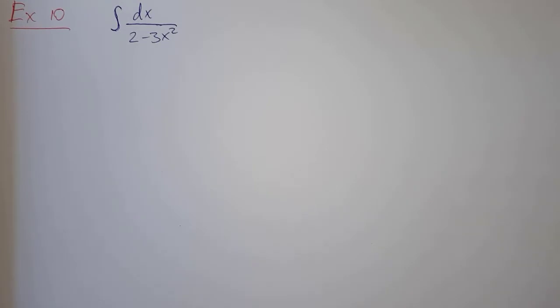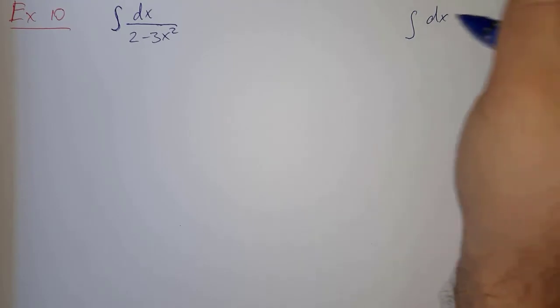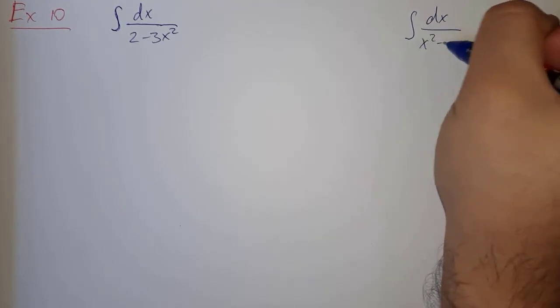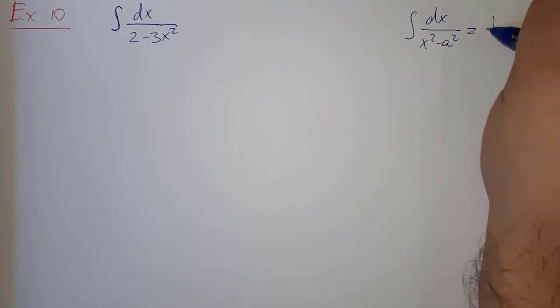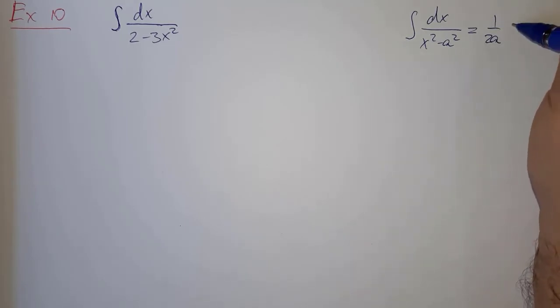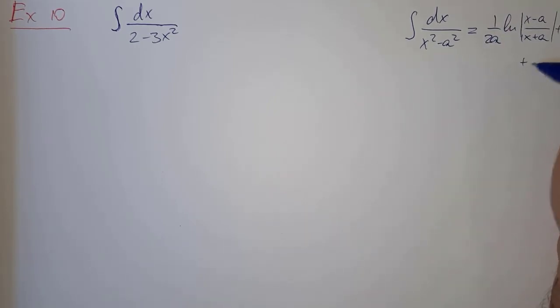Okay, let's continue. The next example is the following integral, dx over 2 minus 3x squared. Here we need to use from our table the following one. Recall, dx over x squared minus a squared is 1 over 2a natural logarithm of x minus a over x plus a, plus c, of course.